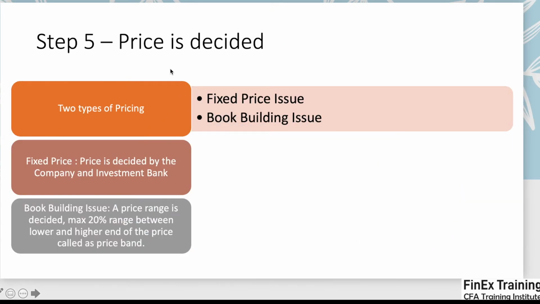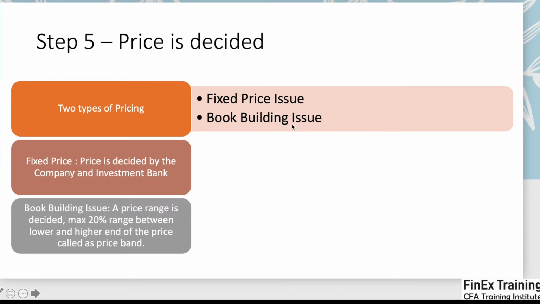Okay, then once SEBI gives approval, that draft red herring prospectus becomes red herring prospectus. Okay, so then the price is decided. Now there are two ways to price an IPO issue. One is fixed price issue, another one is book building issue.